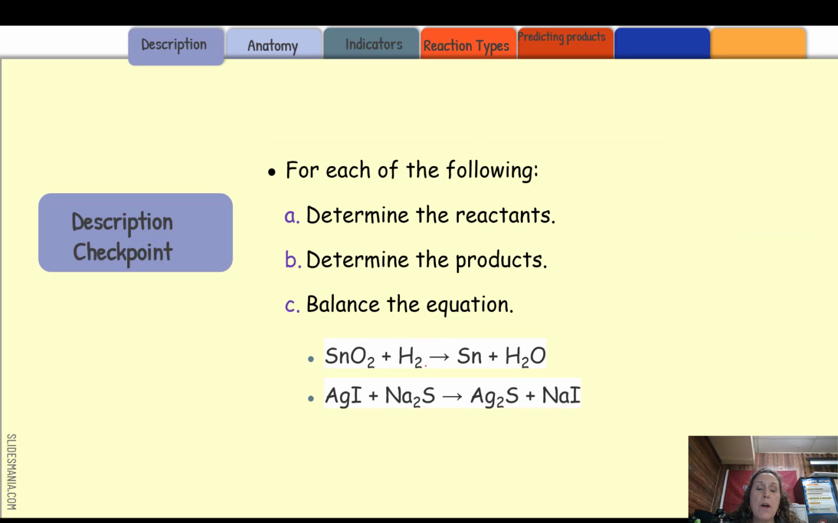All right, so this is your checkpoint. Pause, determine the reactants, determine the products, and then balance the equation. So I'm going to pause. You need to pause the video, and you need to do this on your own.